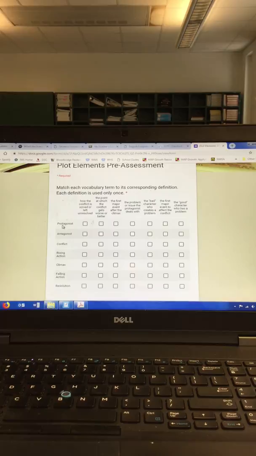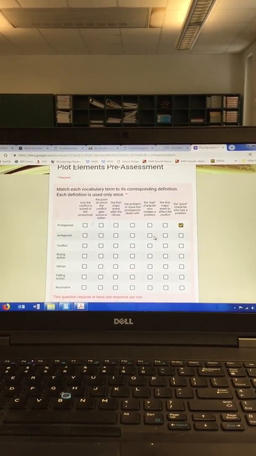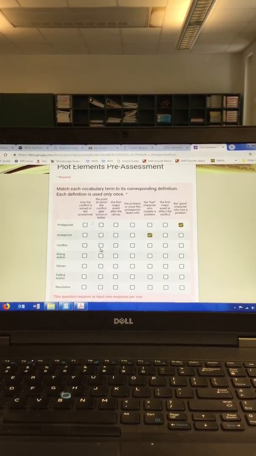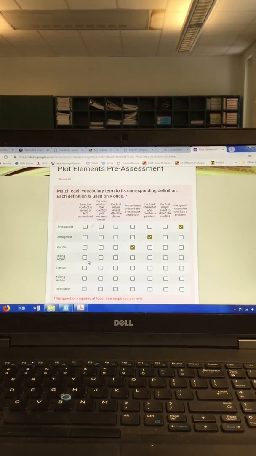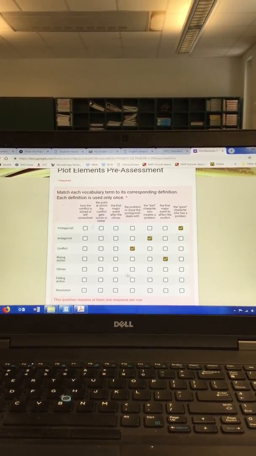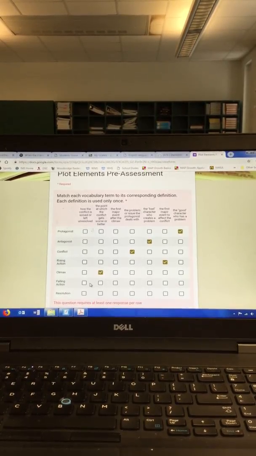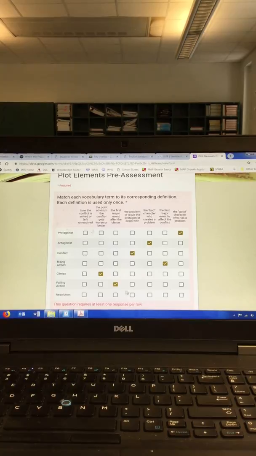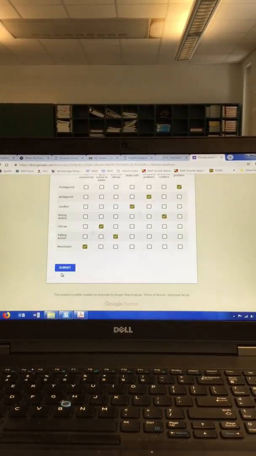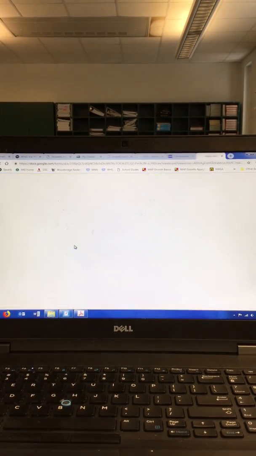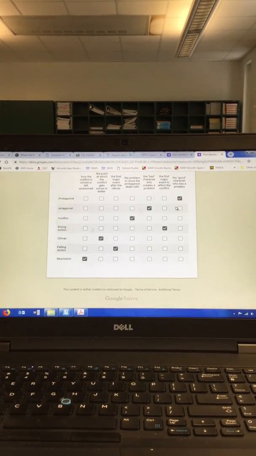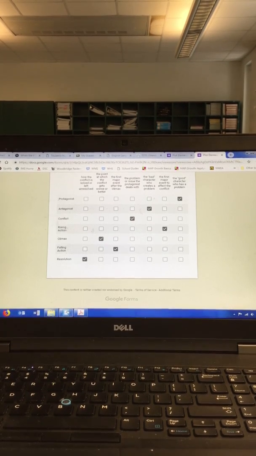with their correct definition. So protagonist would of course be the good character, antagonist is the bad character, conflict is the problem or issue the protagonist deals with, rising action is the first major event after the conflict, climax would be the point at which things get worse or better, that turning point, falling action is the first major event after the climax, and then resolution is how the conflict is solved or left unsolved. So that of course would be a perfect score because those are the correct answers for the plot element pretest.